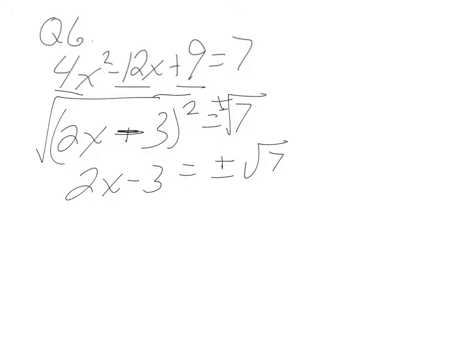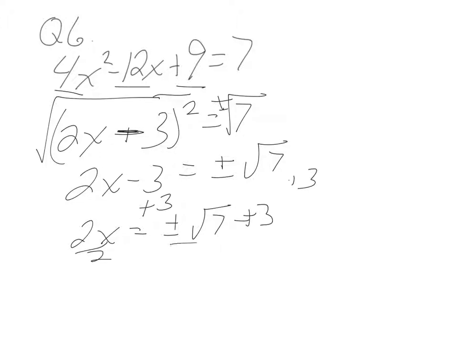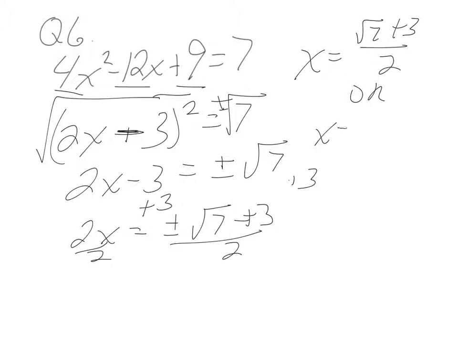To solve for x, we add 3 to both sides. So we get 2x = ±√7 + 3. That's a plus sign. And then to solve for x, finally, we divide by 2. So we get x = (√7 + 3)/2, or x = (−√7 + 3)/2. Sorry for the bad handwriting.